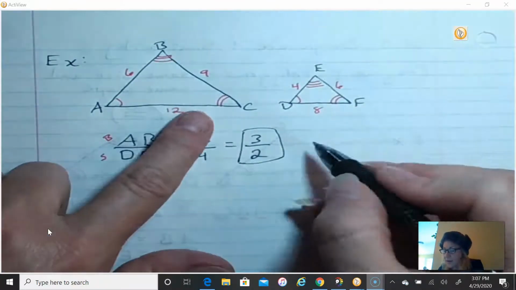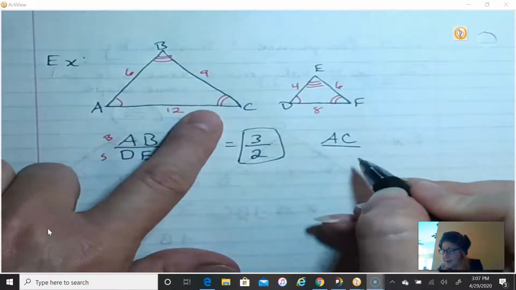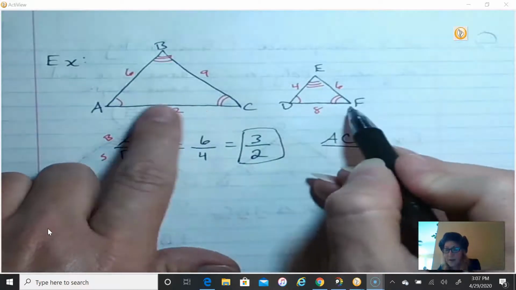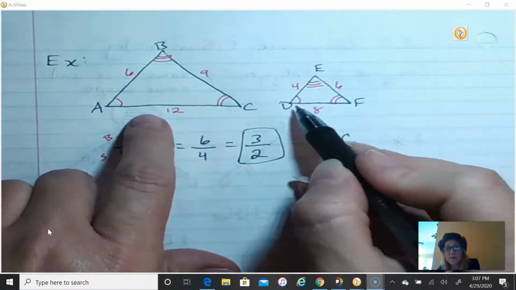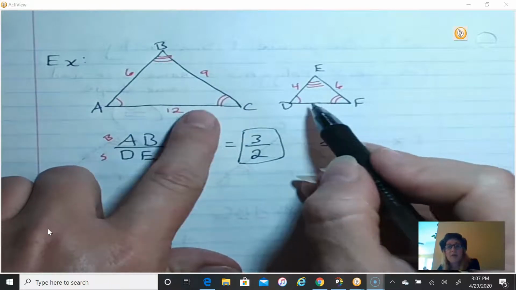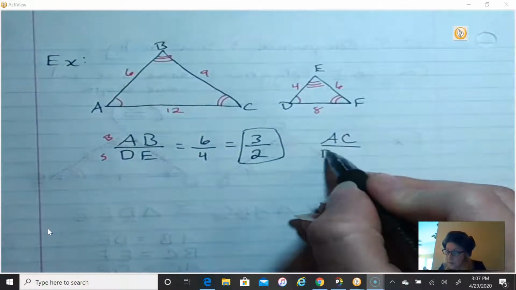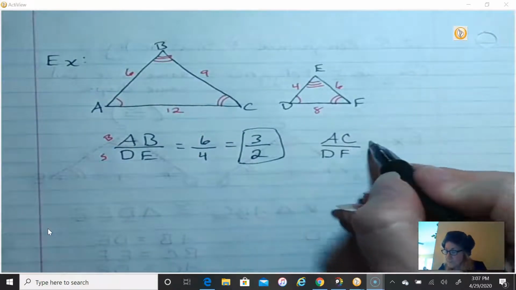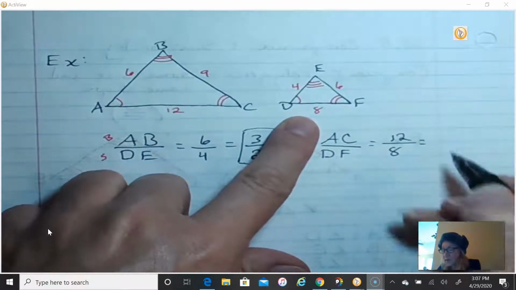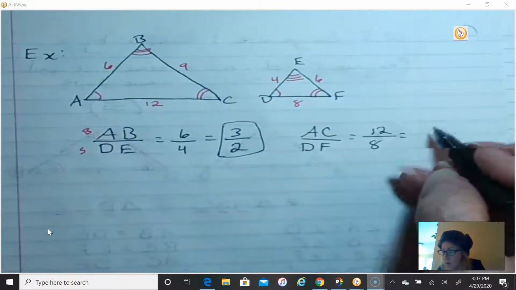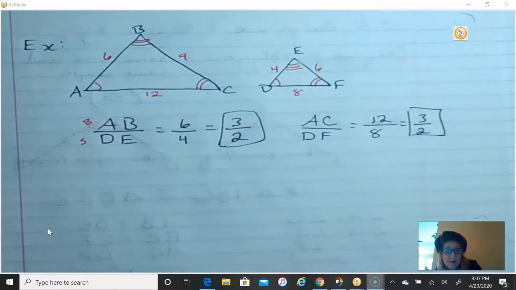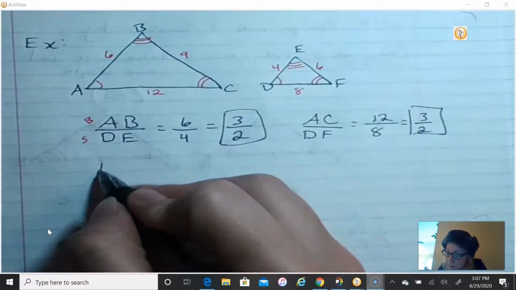Now let's compare side AC, and which one would it correspond with? DF. So these two sides correspond with each other. They're not identical because this one's 12, this one's 8, but they correspond. So this would be D and F. Okay, so AC is 12, DF is 8. If you reduce that, put it in lowest terms, you get 3/2. Same scale. Let's try the last one.